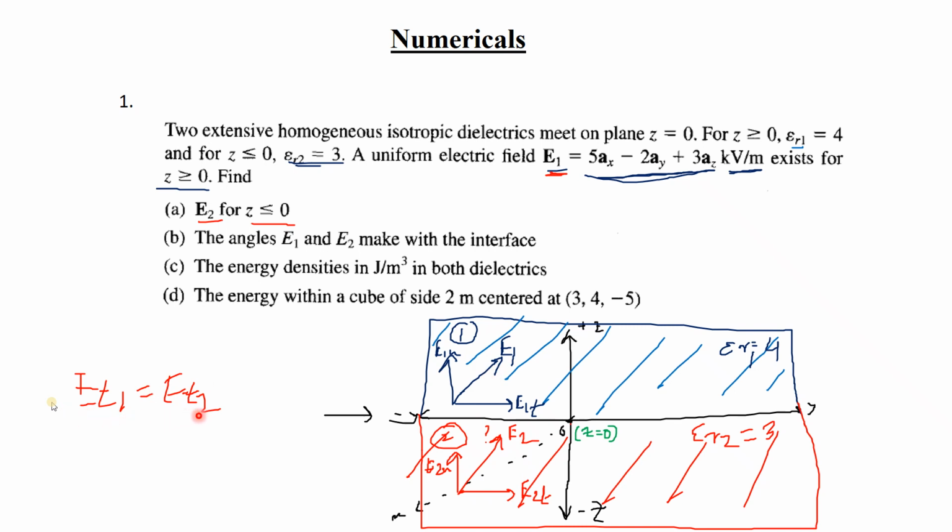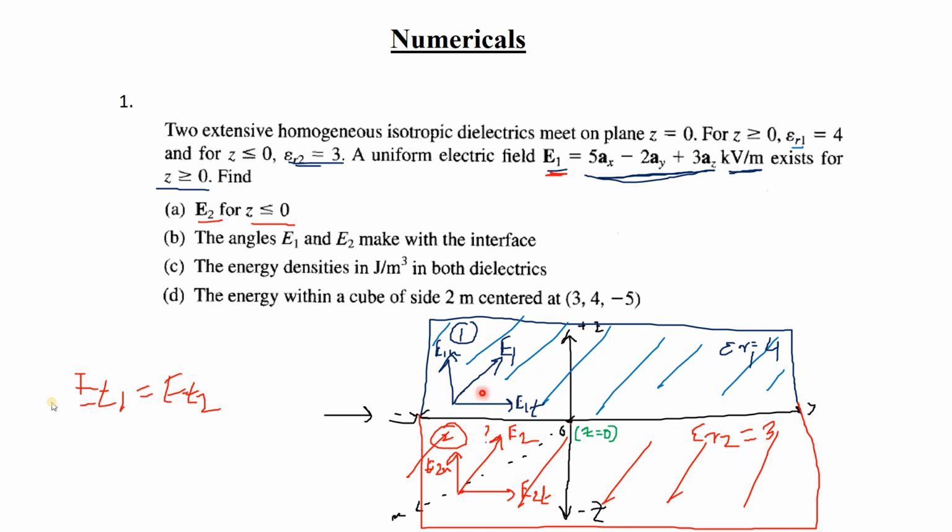The only thing we know is that E1t is equal to E2t. So first of all, we have to know E1t. If we know E1t, then we can write E2t. So how to calculate E1t? From here we will calculate.